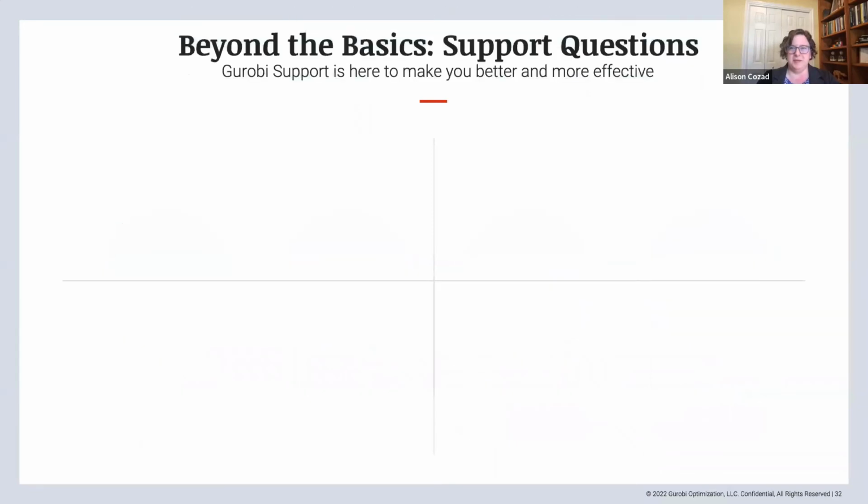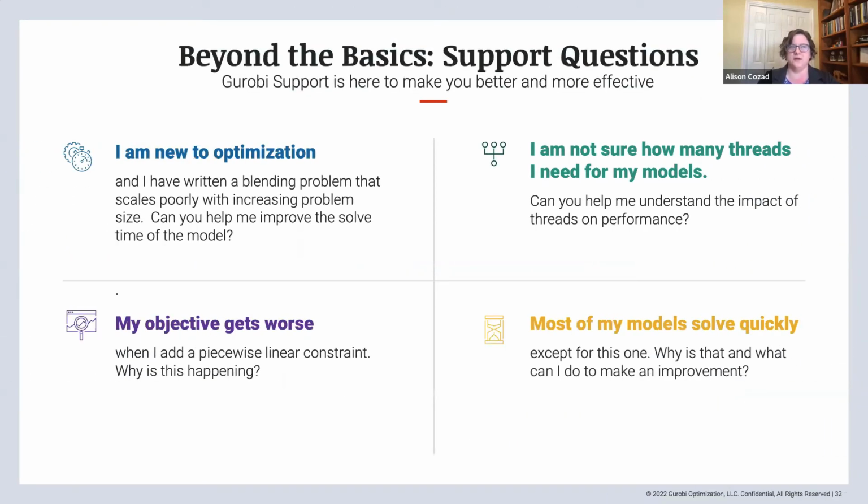And maybe to give you a feel for what support does beyond the basics. Here are 4 support questions, or more canonical question types. So in the top left in blue, we have, I am new to optimization, and I have written a blending problem that scales poorly with increasing problem size. It's definitely something that we see, that as things scale, it gets tougher to solve. And can you help me improve the solve time of my model? So we are there with you, even if you were completely new to optimization.